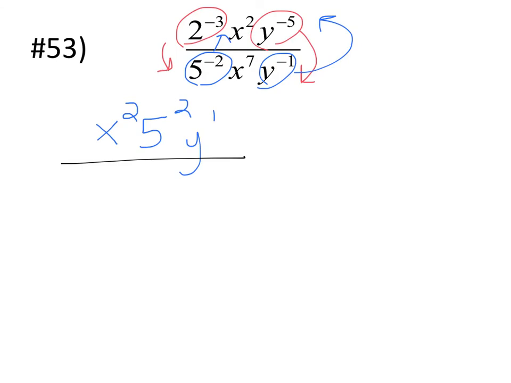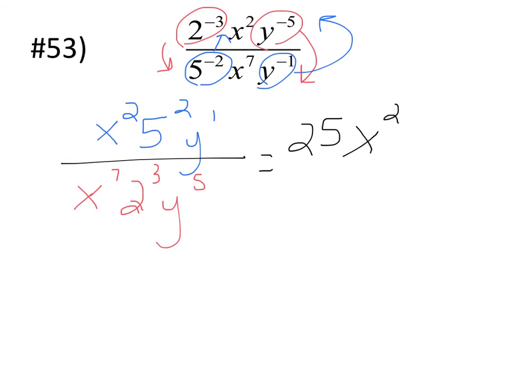And then in my denominator, I'm going to leave my x to the 7th. That was already there. I'm going to bring my 2 cubed down there. And then I'm going to bring my y to the 5th down there. Okay, so let's see what we got going on. 5 squared is 25. Let's put our coefficient out front. X squared y. And then 2 cubed is 8. X to the 7th, y to the 5th.